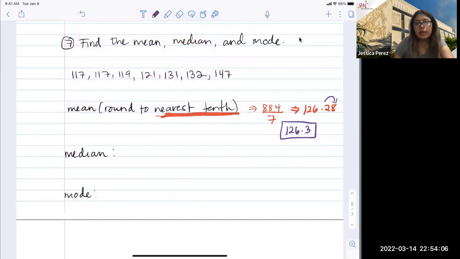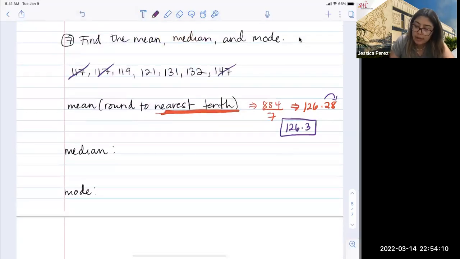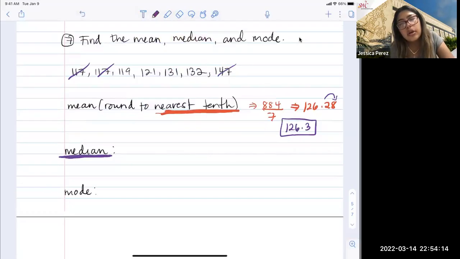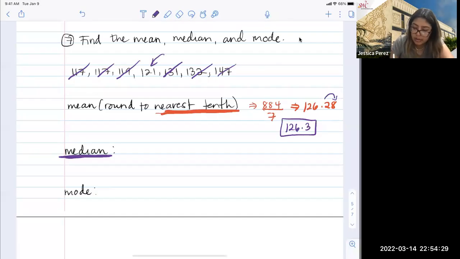Now the median is the middle number, so I do cross, cross. Be careful when you're doing the median. You have to have your list in order, and if it's not in order, you're going to get an incorrect median. Be careful there. Cross, cross, cross, cross, 3 from one side, 3 from the other. My median is 120. The mode is the number that repeats itself the most, which is 117.